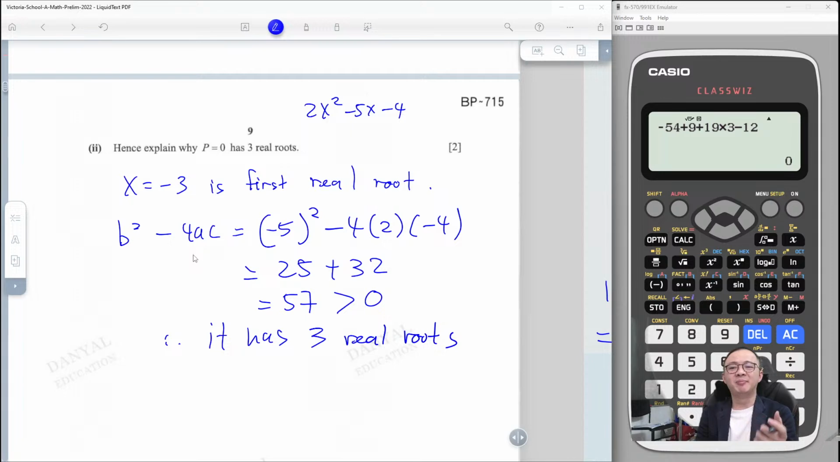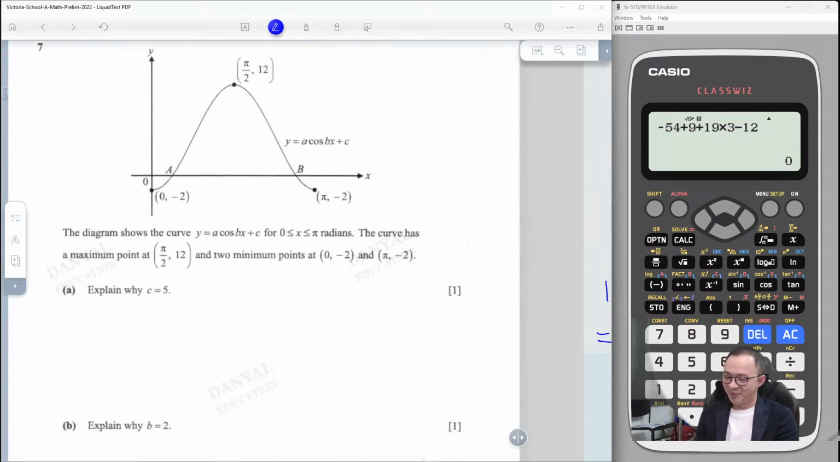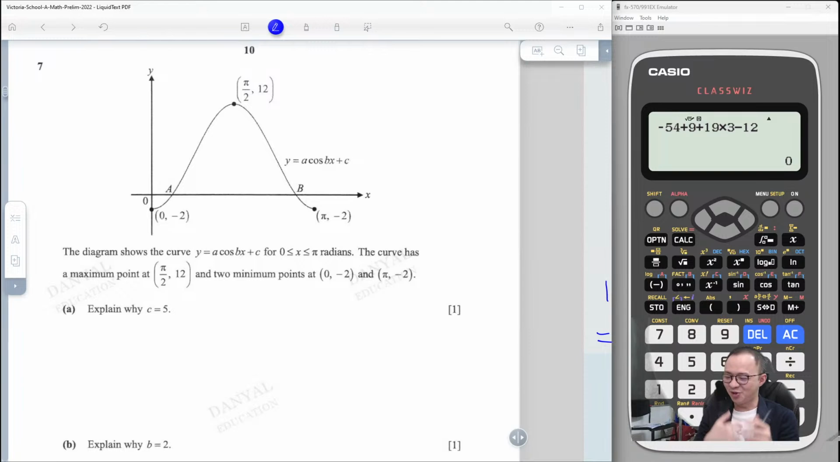Or you want to be more complete, you can say since b squared minus 4ac is bigger than 0, it has another 2 real roots for the quadratic. So therefore, in total it should have 3 real roots. I'm not sure for 2 marks, do you need to write one paragraph of essay to explain it or not? Me, I'm so lazy, I will just straight away assume the examiner understands b squared minus 4ac bigger than 0 should have another 2 answers over there, isn't it?